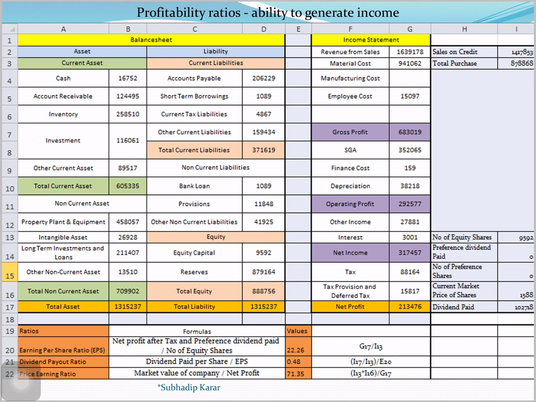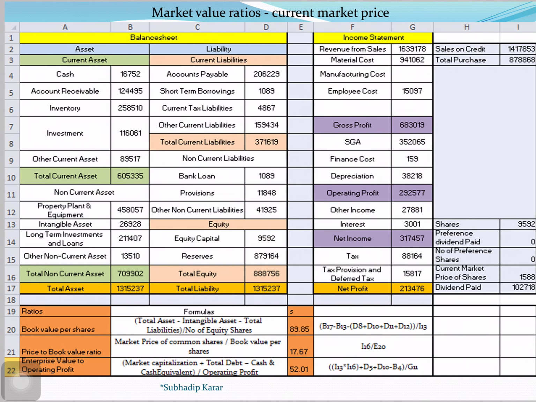The price earnings ratio shows the market value of the company, and it is also derived by the market value of the company divided by net profit, which means how much other investors are interested in paying for one share.